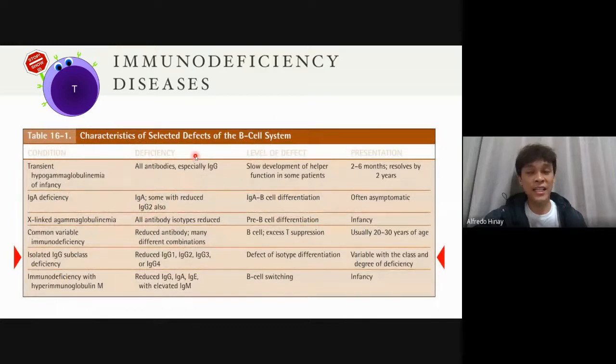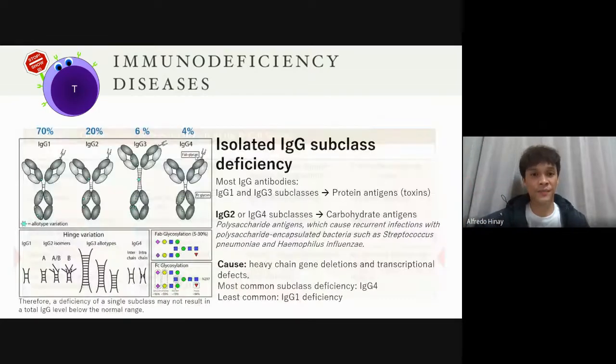Next, let's move to your isolated IgG subclass deficiency. From the name itself, isolated, so what is it only? Remember when we discussed complement and immunoglobulins, we know already that your IgG has subclasses. You have your IgG1, IgG2, IgG3, IgG4. Right? So when we say isolated IgG subclass deficiency, it is isolated to one subclass. Either only IgG1 is missing, or IgG2 is missing, or IgG3 is missing, because it is isolated. That is IgG subclass deficiency.